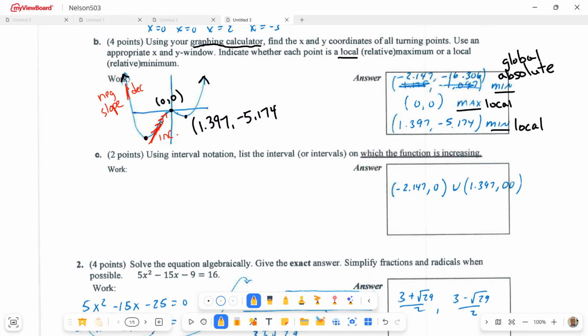Okay, so we want the increasing interval. That's from -2 point something or other over here to 0, right? And these are x values that are getting reported. We don't need the y values. And then from here, it's 1.397 out to infinity, where the function is increasing. So they just wanted you to report only the increasing values.